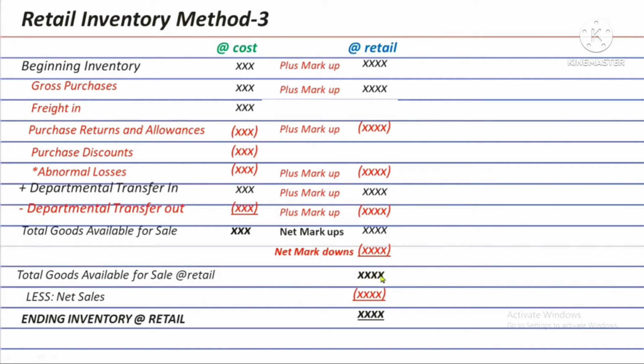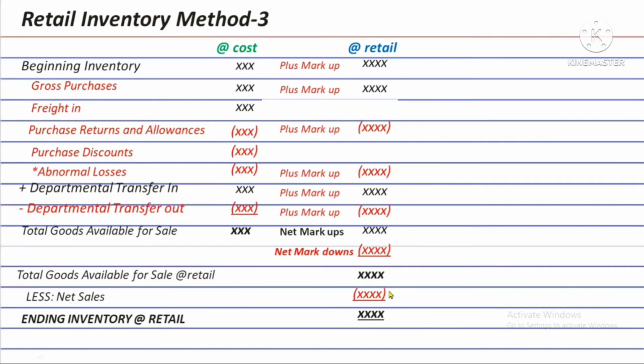Now, you want to get the remaining inventory amount because normally not all of these goods will be sold, right? So what will you do? If this is the available for sale for the year, then deduct all that was sold during the year. And then you're going to get the remainder, or the ending inventory at retail. Okay? However, this net sales has components and we still need to study them all one by one.